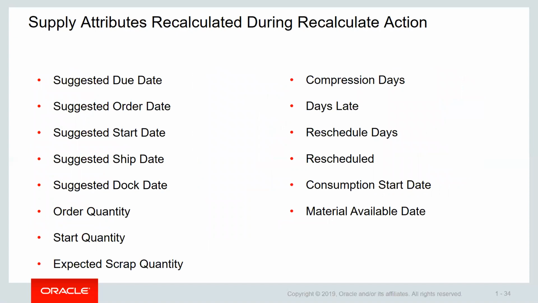Here we have the complete list of supply attributes that are recalculated upon a recalculate action. For example, some of the supply date attributes that are recalculated are the suggested dates, such as suggested due date, suggested order date, and suggested dock date. There are also supply quantity attributes that are recalculated, like order quantity and start quantity.